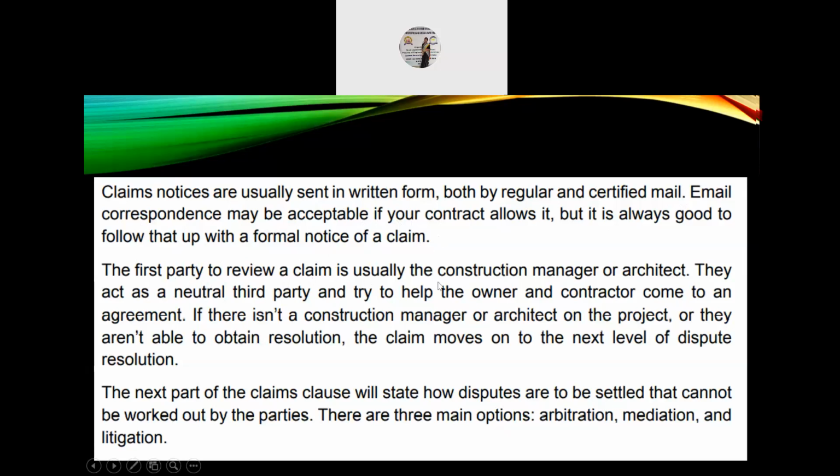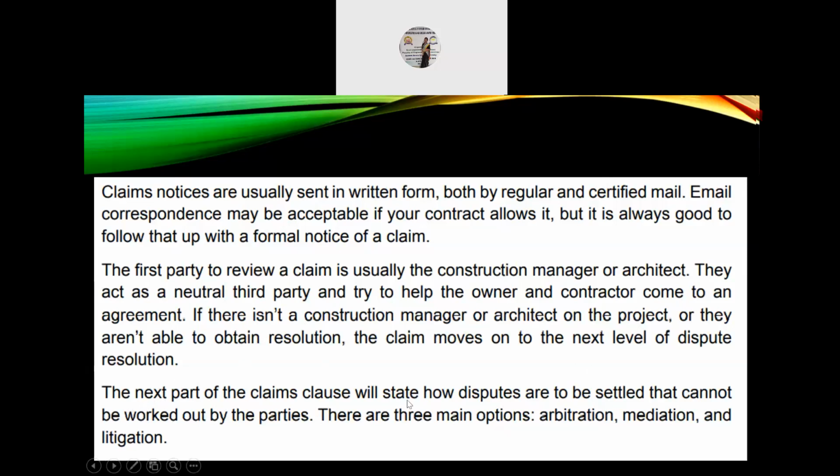The first party to review a claim is usually the construction manager or architect. They act as a neutral third party and try to help the owner and the contractor come to an agreement. If there isn't a construction manager or architect on the project, or they aren't able to obtain resolution, the claim moves to the next level of dispute resolution.